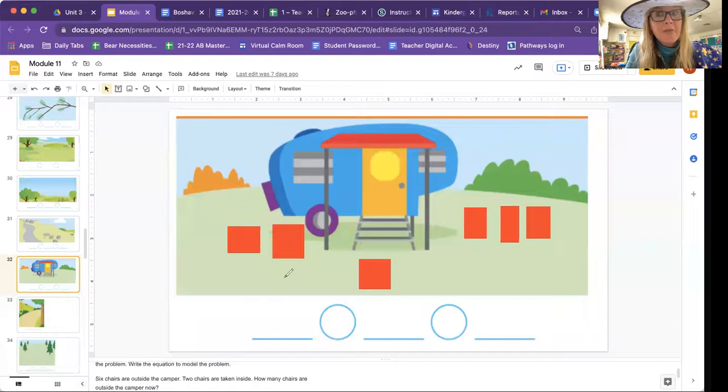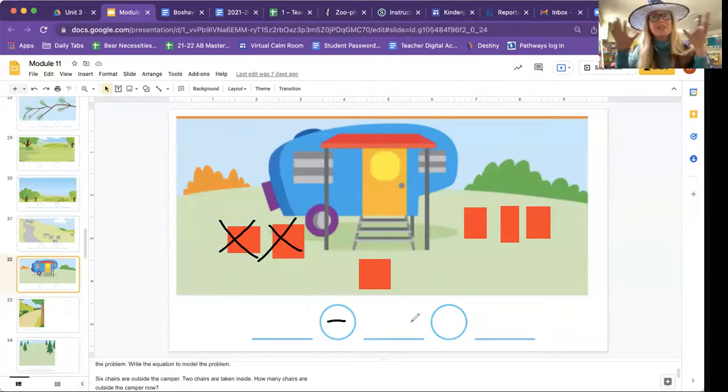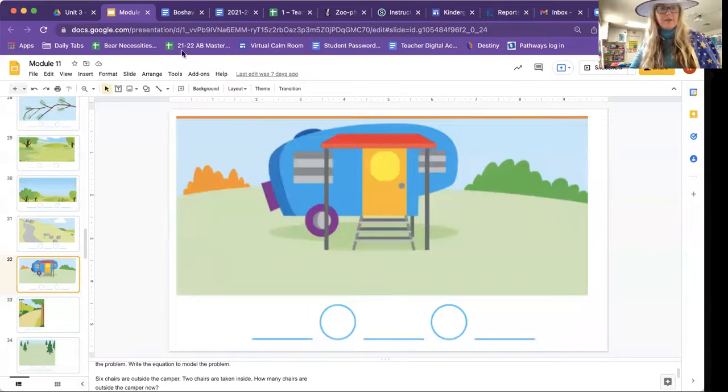What's your first number going to be? And we're going to take away because we're doing subtraction. 2 chairs are taken inside. Let's cross out. Oops, I'm going to cross out. These 2 were taken inside. What should our next number be? We had 6 to start. We took away 2. How many are outside now? And you can count those. All right, and you can pause this while you do that.